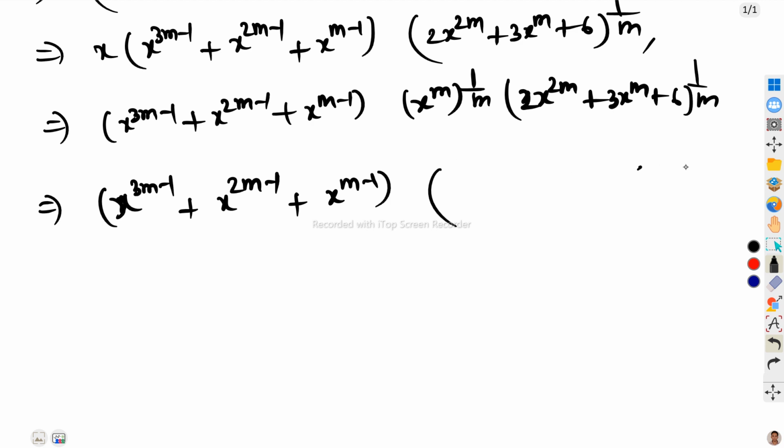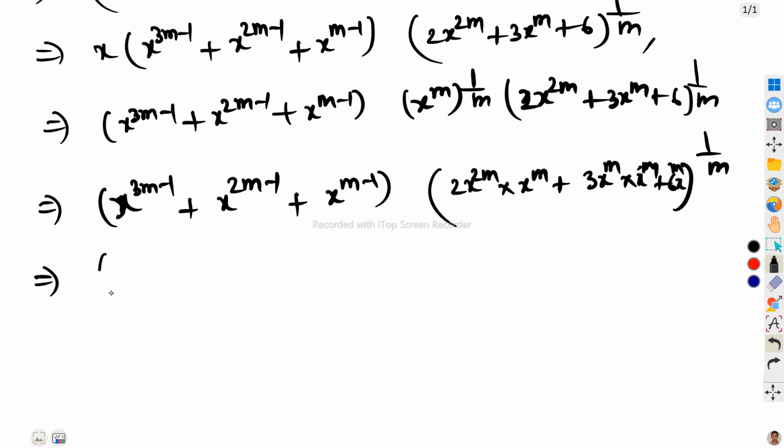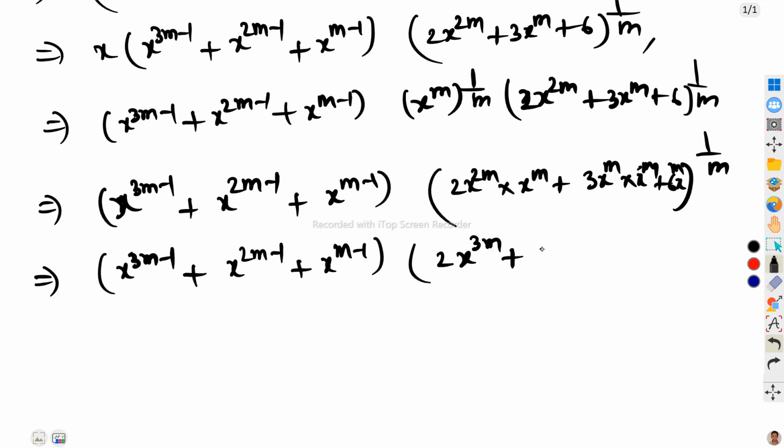So this is 1/m, and this is x^m times 2x^(2m), which becomes 2x^(3m), plus 3x^m times x^m, which is 3x^(2m), plus 6x^m. So we can write this as x^(3m-1) + x^(2m-1) + x^(m-1), times (2x^(3m) + 3x^(2m) + 6x^m) raised to power 1/m.